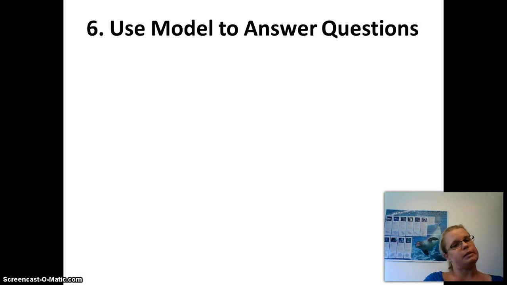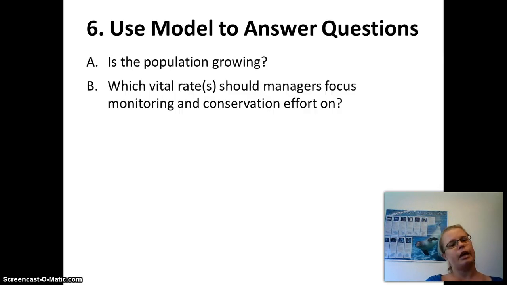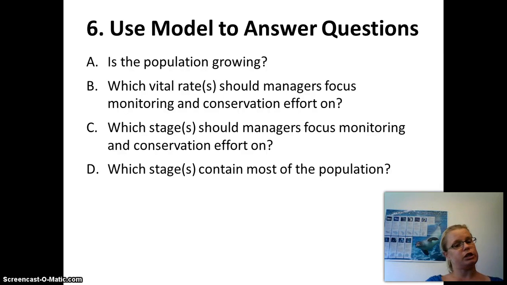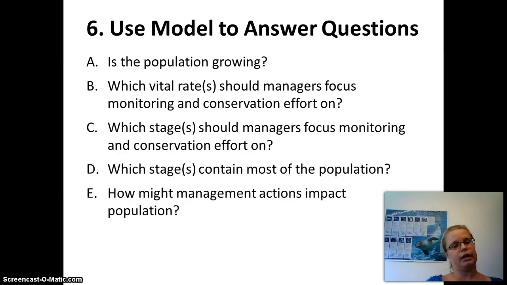So, in order to use the model to answer our questions, first we have to remember what our questions were. One of the questions we usually ask with population models is just, is the population growing? And then, which vital rates, growth, survival, reproduction, should managers focus their monitoring and conservation efforts on? Which stages should managers focus their monitoring and conservation efforts on? Which stages contain most of the population? And how might management actions impact the population?